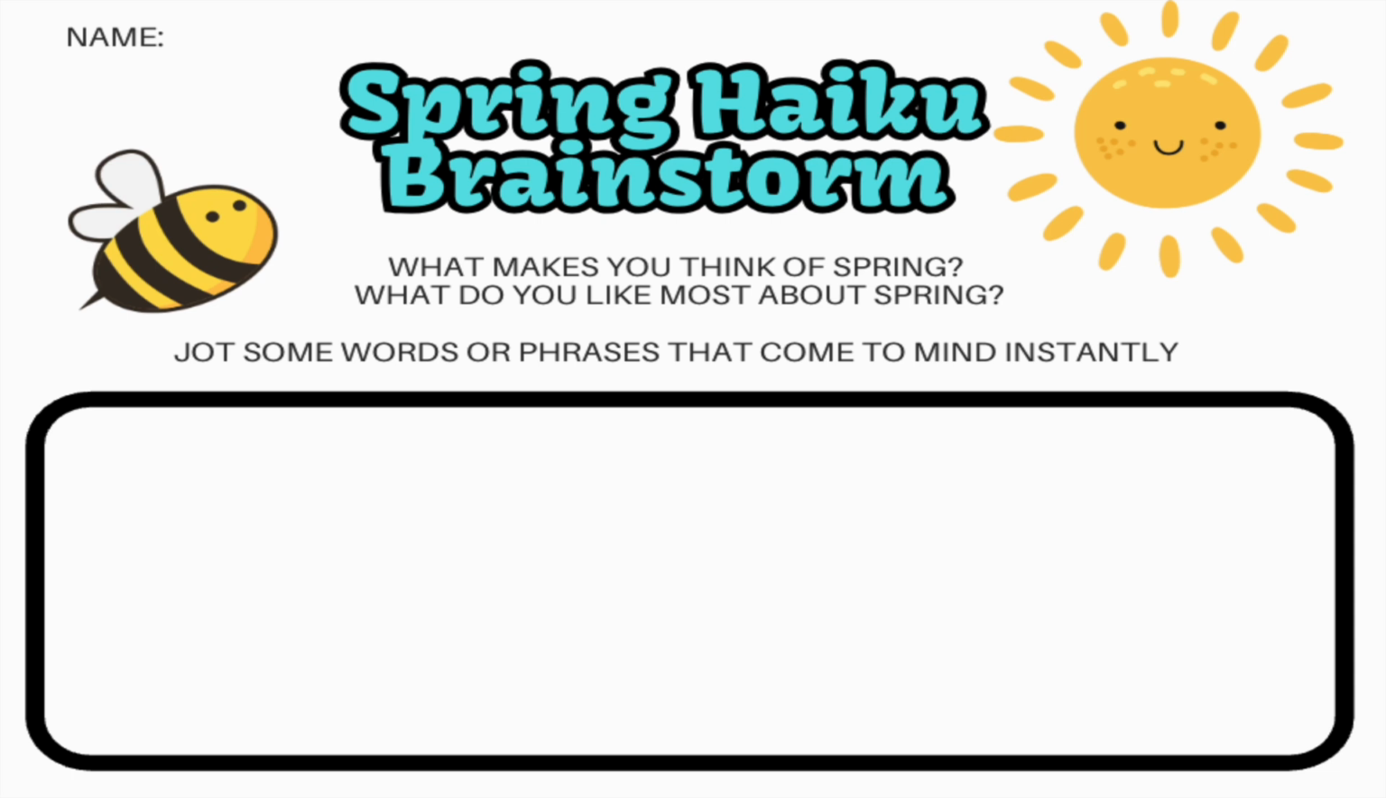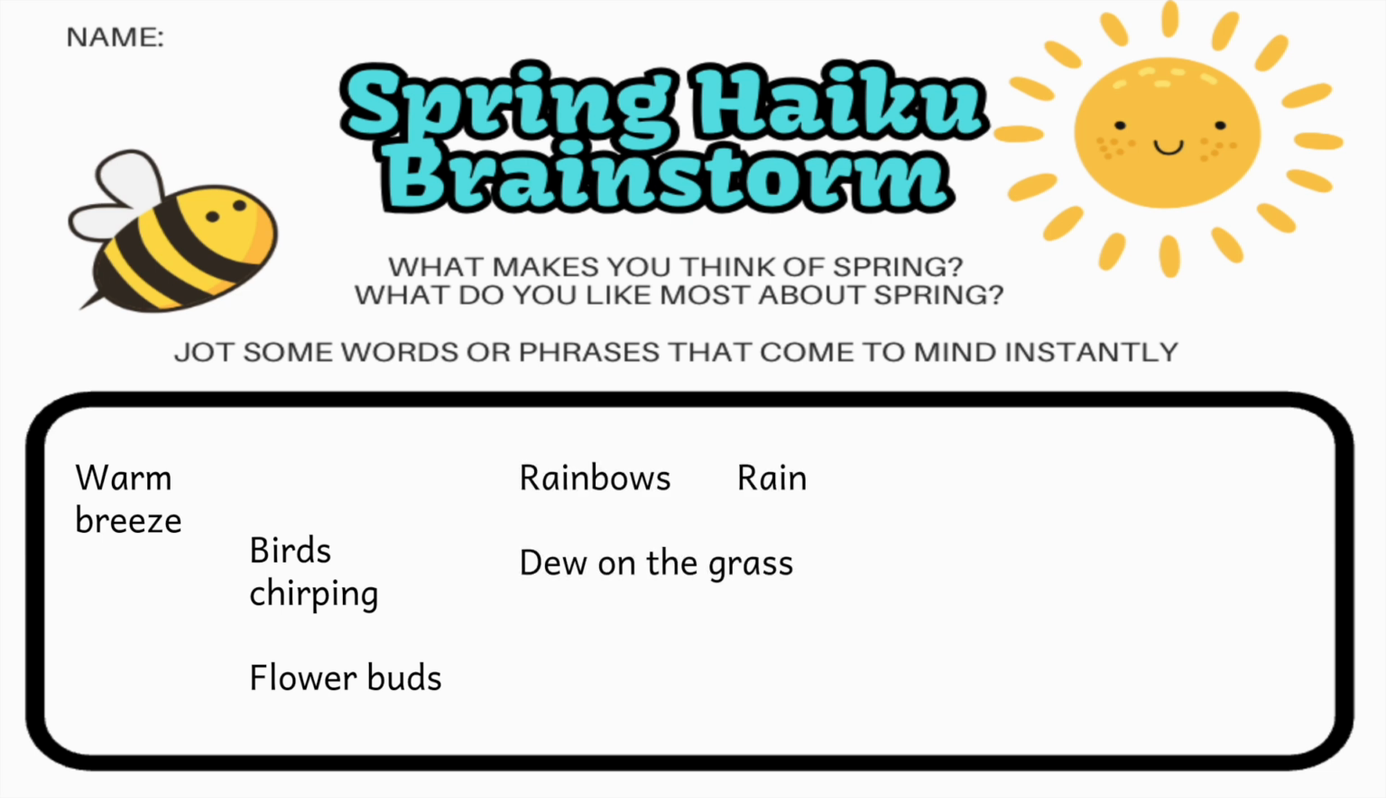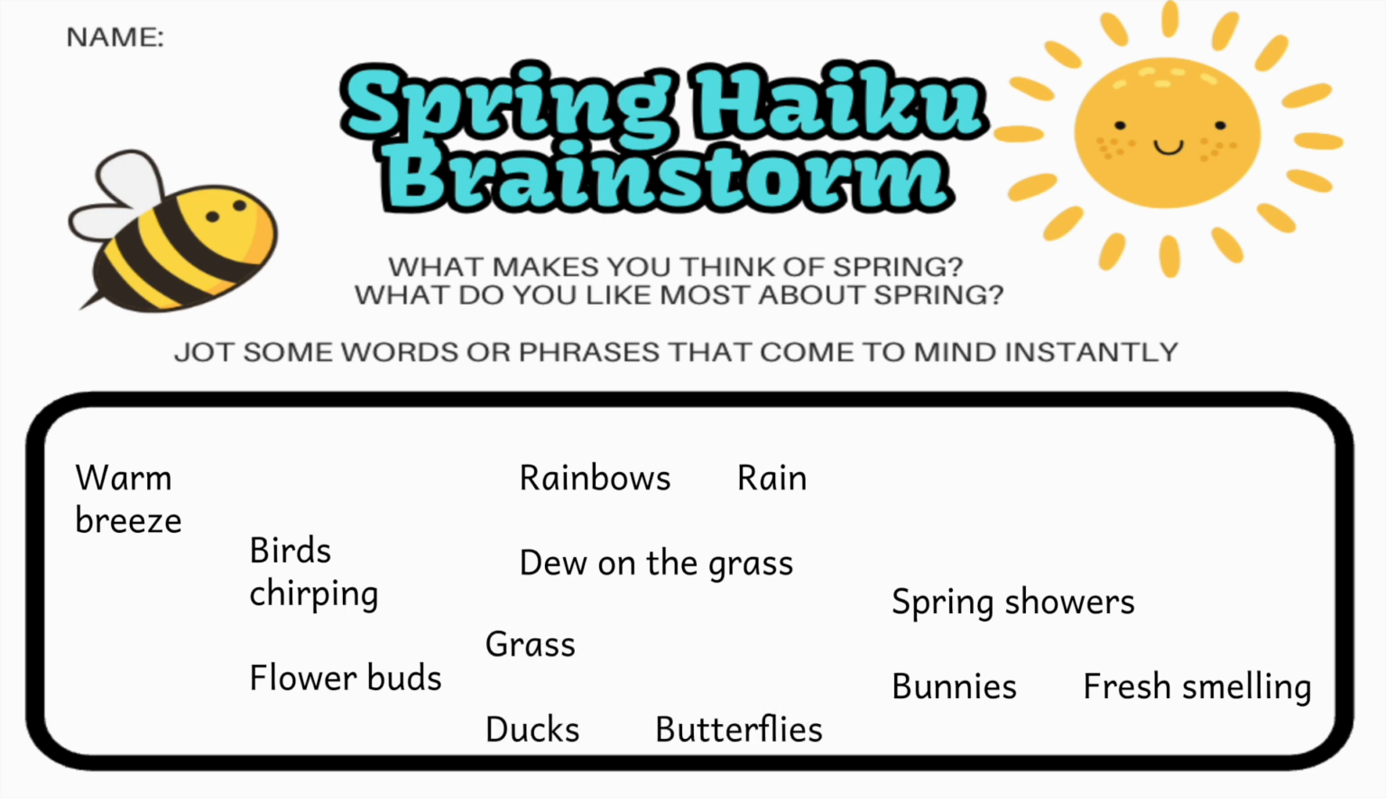So some words that came to my mind were warm breeze, birds chirping, I hear them now actually outside, flower buds, rainbows, rain, dew on the grass in the morning, spring showers, bunnies of course, fresh smelling air, grass, ducks, butterflies, anything that I could think of. I just had a brain dump and I jotted it all down. If you think of any more right now, go ahead and add them.